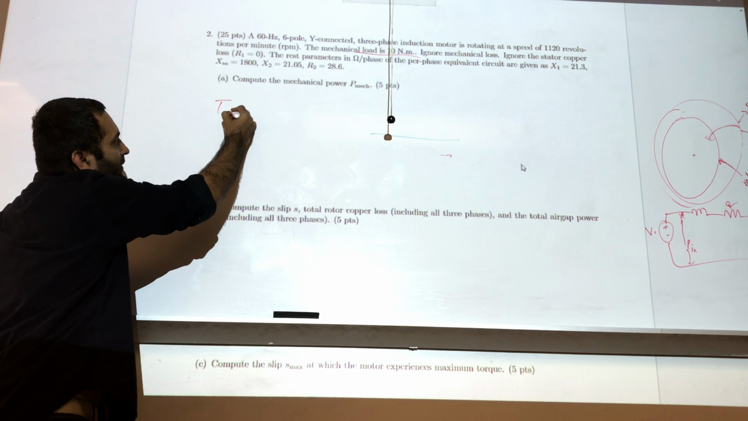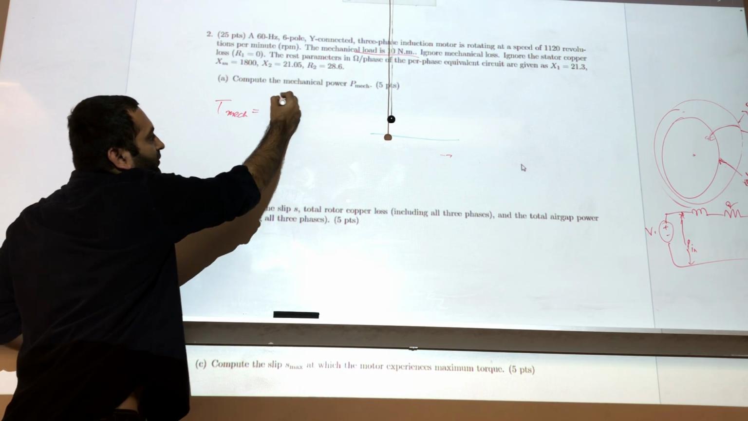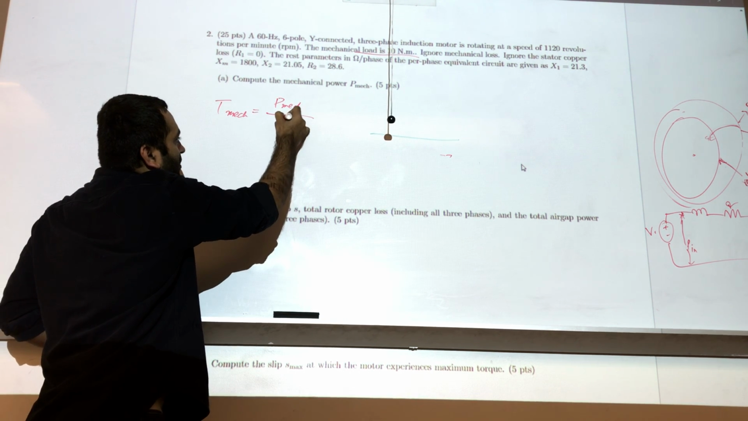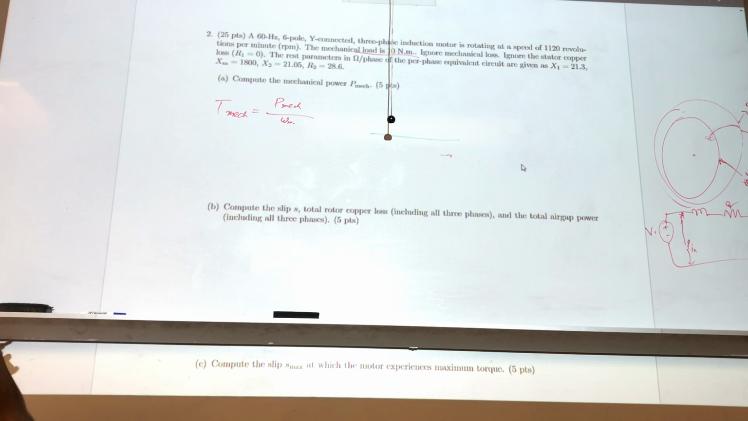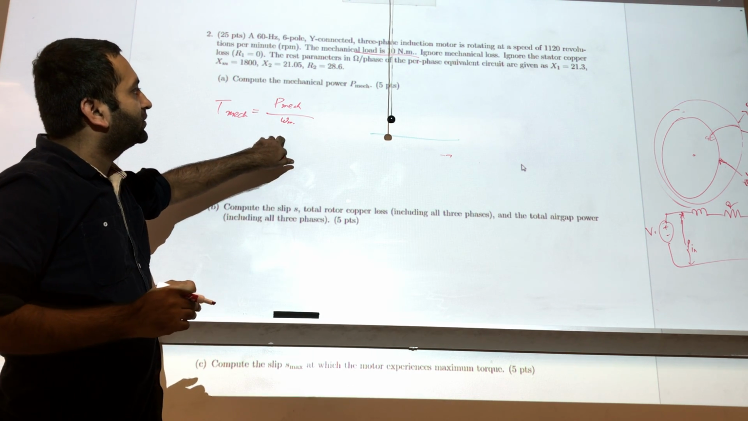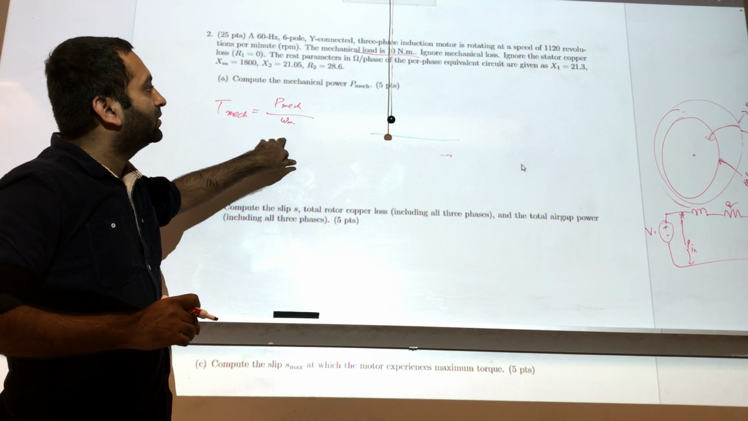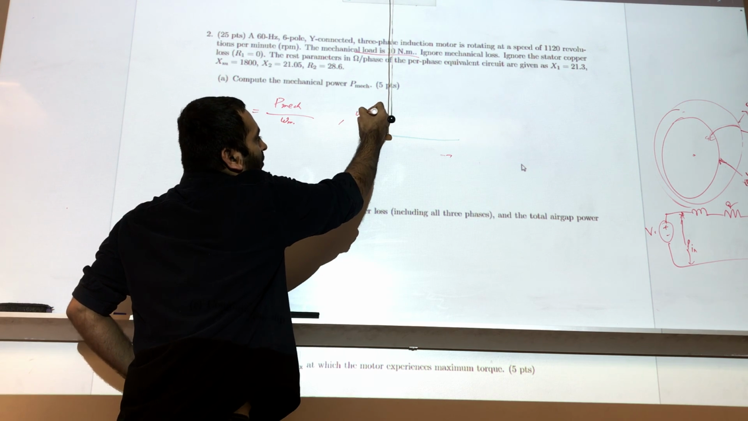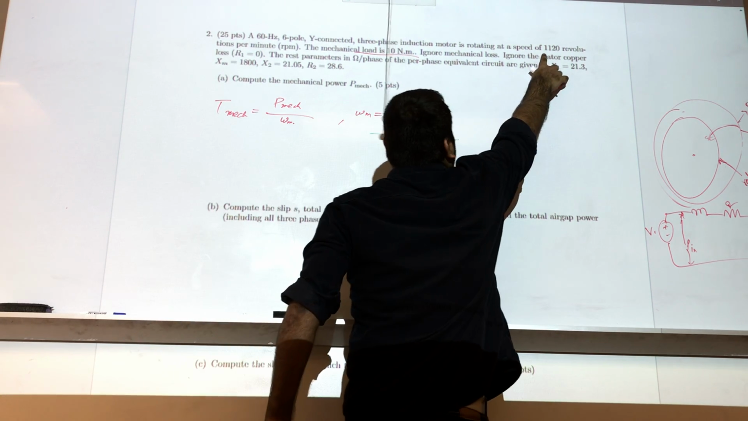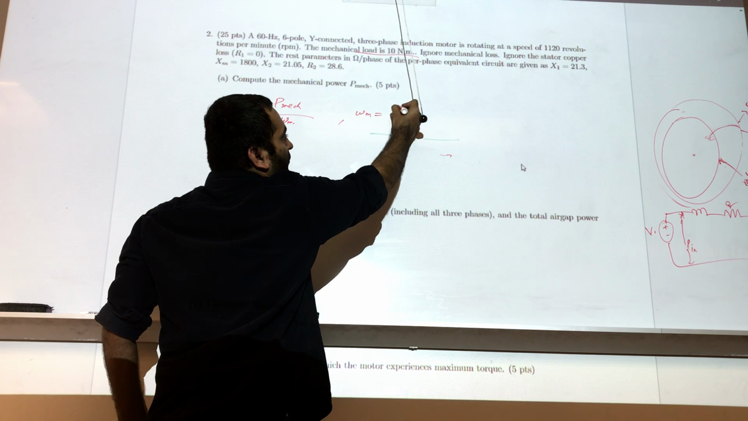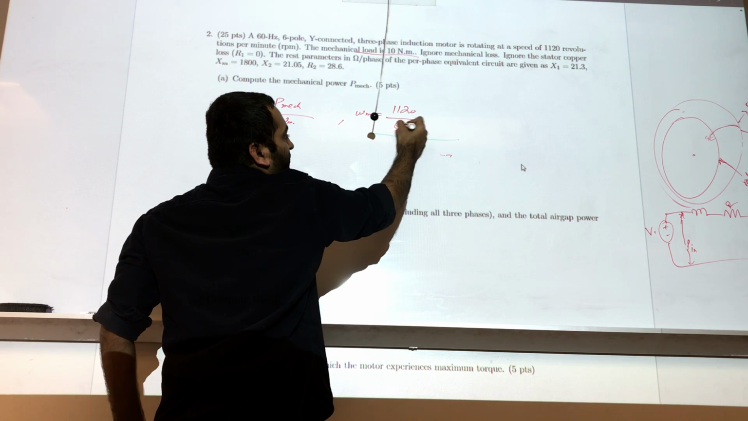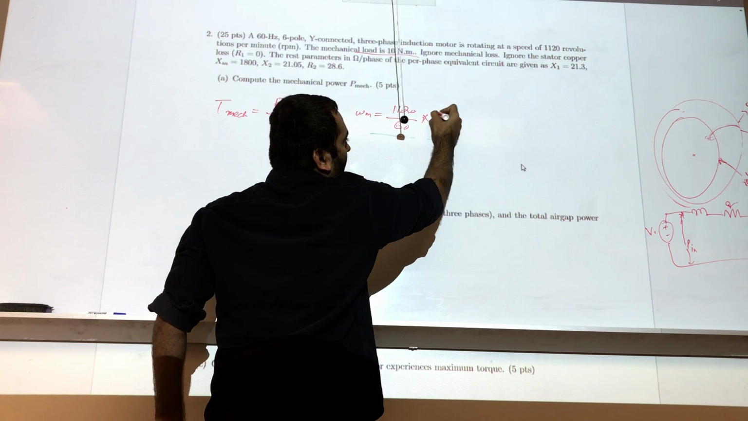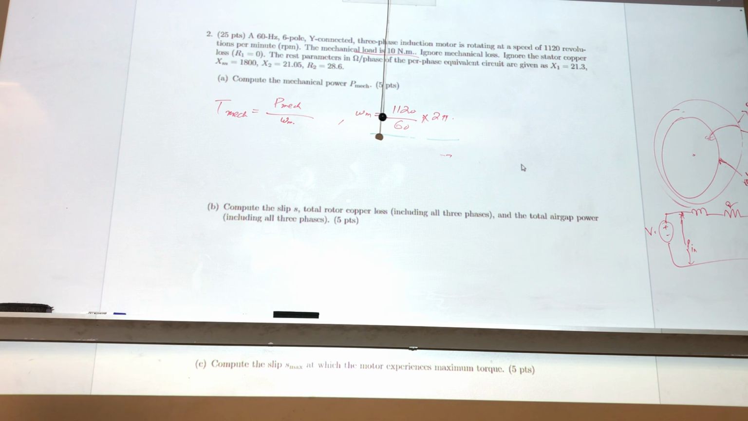So T mech equals P mech over omega m. So what is the omega m in this case? 1,120 revolutions divided by 60. So omega m will be 1,120 divided by 60 times 2 pi. So this will be the omega m.